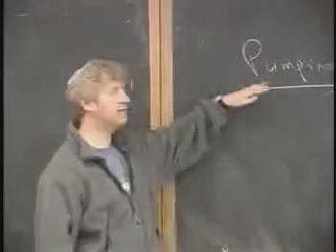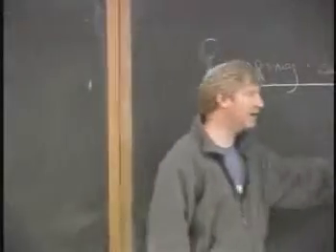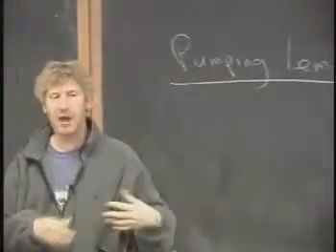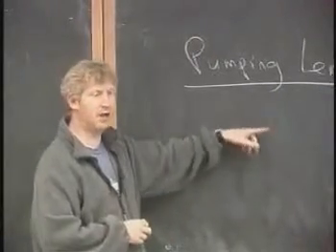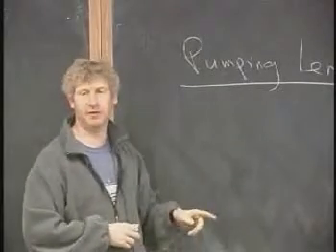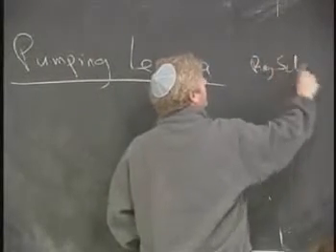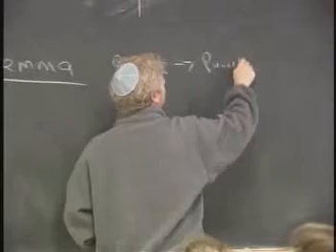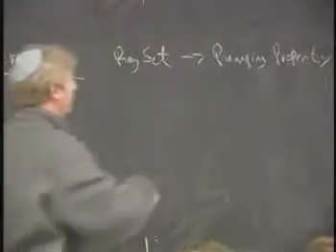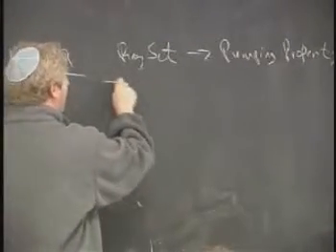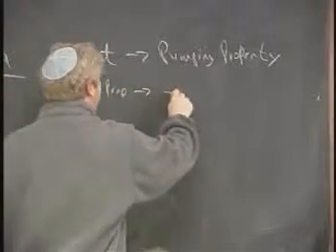So this lemma is usually written down in the forward way. If something is a regular set, then it needs to have this pumping property. But we use it backwards. Give me a set, I'll show you it doesn't have this pumping property, and I will therefore conclude that it can't be a regular set. So the pumping lemma is written as: regular set implies pumping property, but we use it in the contrapositive way. I don't know if that's the right word, but we use it the backwards way: not pumping property implies not regular set.